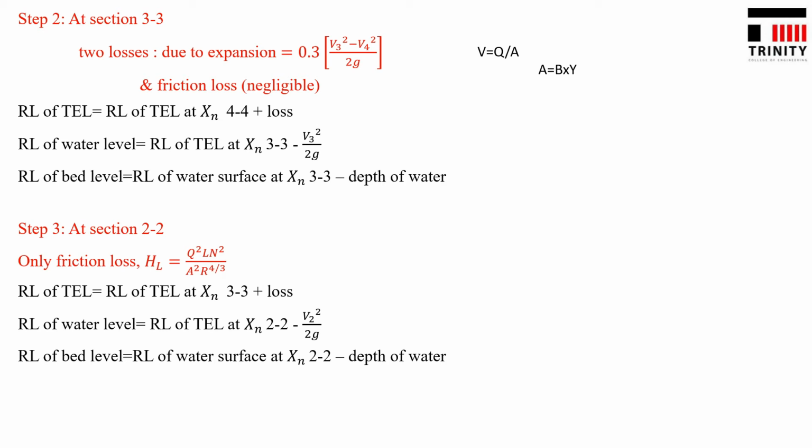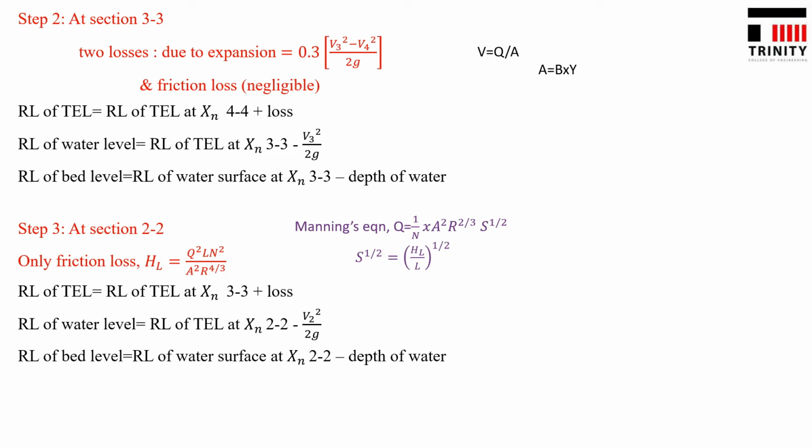Next, we move on to section 2:2, which is in a rectangular portion, that is the flumed bed width portion. There is only friction loss, because from section 2:2 to section 3:3 it is a flumed bed width. There is no expansion, neither contraction, so only the friction loss. Friction loss is found from Manning's equation, that is Q is equal to 1 by n into A into R raised to 2 by 3 into S raised to half. Now the frictional loss HL is equal to Q square n square divided by A square R raised to 4 by 3.